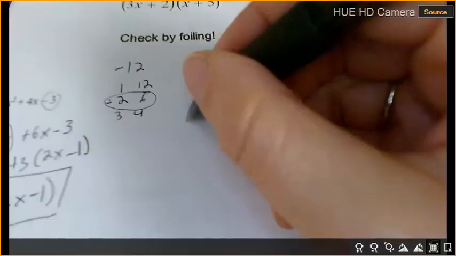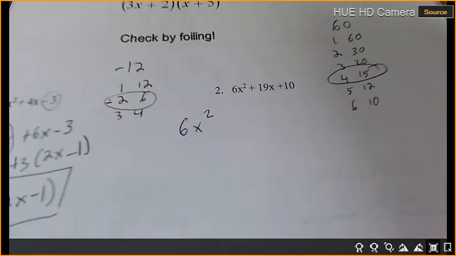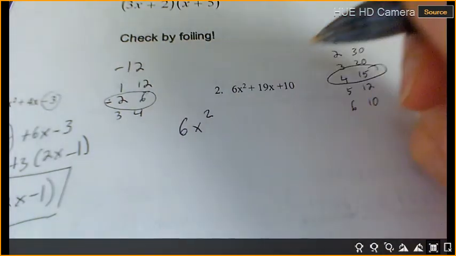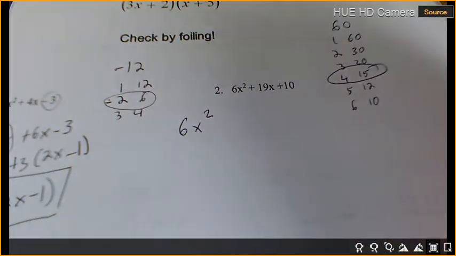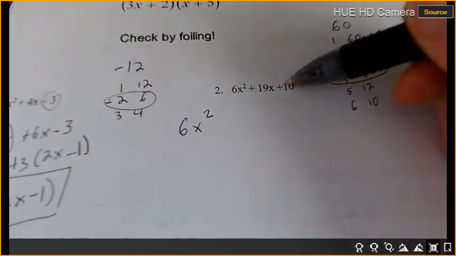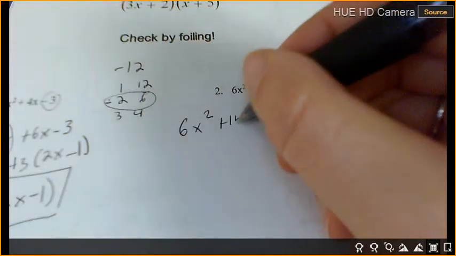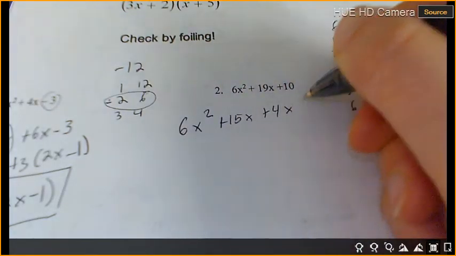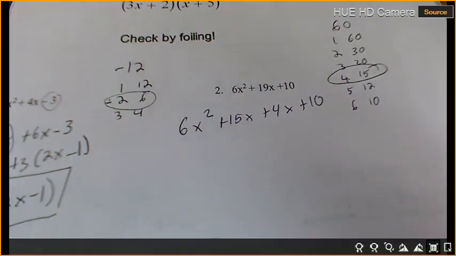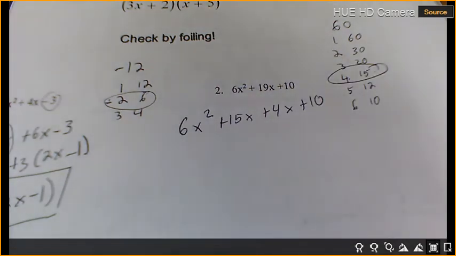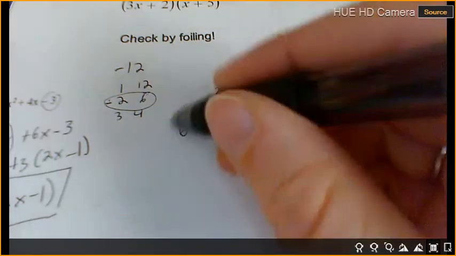Okay. So we're going to go 6x squared plus 15x plus 4x plus 10. Which one should go next to it? So 4 and 10 can both be divisible by 2, right? 15 and 6 can both be divisible by 3. So that's why I'd go plus 15x plus 4x plus 10. Right? Because we want ones that share factors, because if we put 15 with 10, it gets confusing.